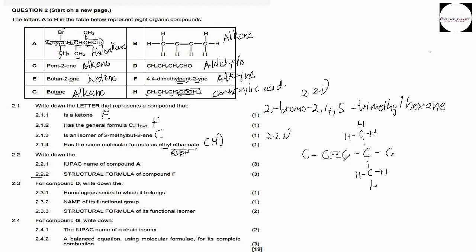Okay, then let's fill in the hydrogens where we need to. Here we cannot fill in the hydrogens because look, 1, 2, 3, 4, it's already complete. Then we have to fill them here. So that's the structural formula of 4,4-dimethylpent-2-yne. And then let's proceed to 2.3.